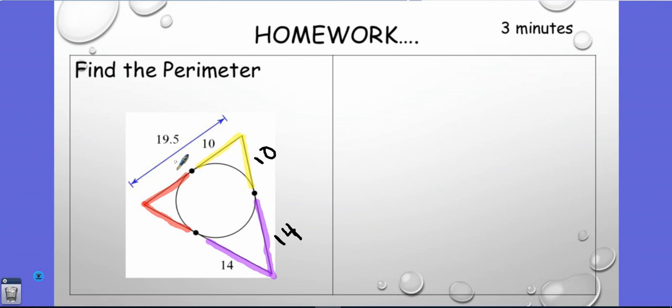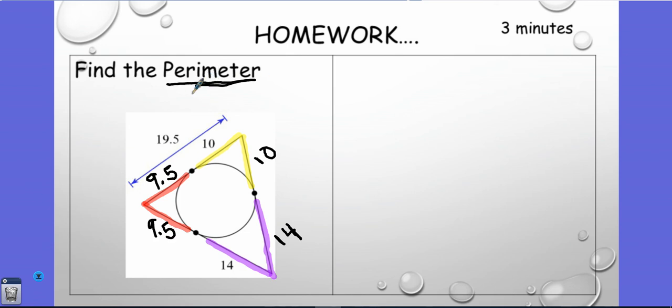But we got a slight issue right here. Because if you look, they didn't give me anything on this. But they told me this whole thing is 19.5. So if this is 19.5 and this piece is 10, then if I already have 10 of it, the question you need to ask yourself is how much of this whole thing is left. So if you use your calculator and do 19.5 minus 10, then this is 9.5. So this piece right here is also 9.5.